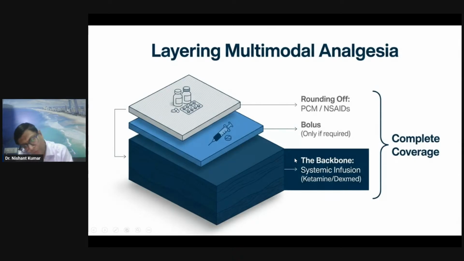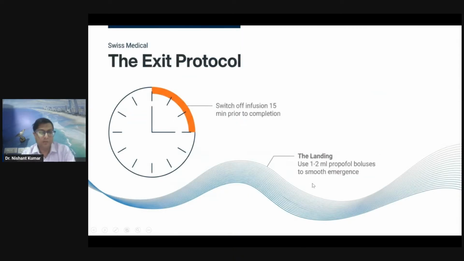Rounding off for any of the things which have been missed, paracetamol and then sets towards the end of the surgery. The main analgesia is maintained by the systemic infusion of ketamine or dexmed, bolus only if it is required, and this usually provides a complete coverage, and also the regional blocks definitely help. So I like to switch off the infusions 15 minutes prior to completion of the procedure, and usually give 1 or 2 ml propofol boluses for smooth emergence.